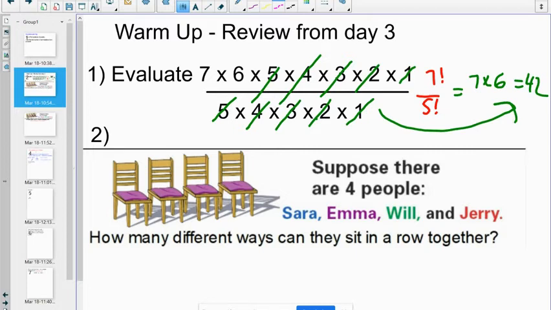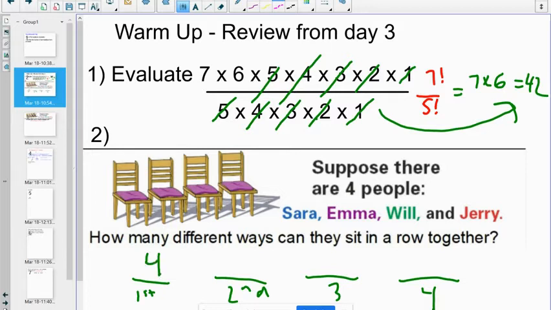Now for number 2, we have 4 people, Sarah, Emma, Will, and Jerry. And how many different ways can they sit in a row? Okay, so let's say we have our 4 spots. So we have first, second, third, and fourth. So for our first chair, we haven't picked anyone yet, so we still have 4 choices.